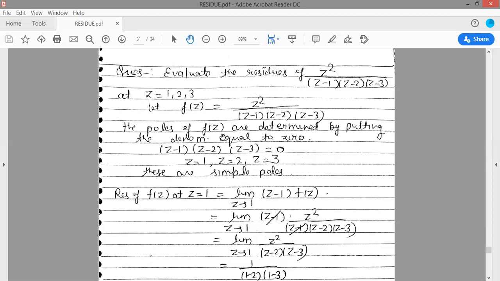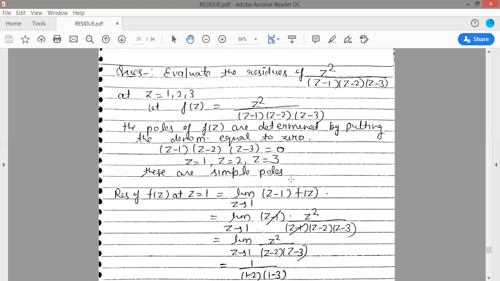So the poles of f(z) are determined by putting the denominator equal to 0. So just put your denominator: z is equal to 1, z is equal to 2, z is equal to 3. These are the simple poles, right? Because we are getting all these three at one time only. So these are the simple poles.